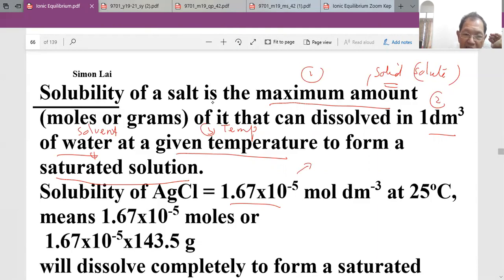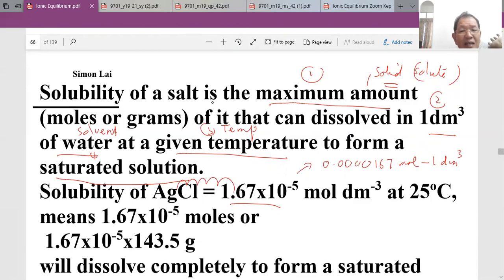5, of course, is 1, 2, 3, 4, 5. So 4 zeros, 0.1, 2, 3, 4, 1, 6, 7 moles for 1 liter. So in 1 liter of water, it can dissolve only such a small amount of silver chloride. And not one bit of solid is there. All will dissolve. This is called the solubility, okay?